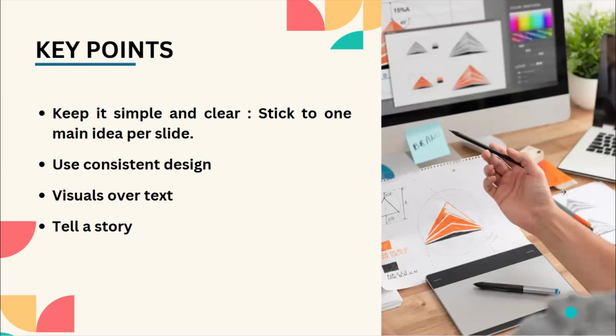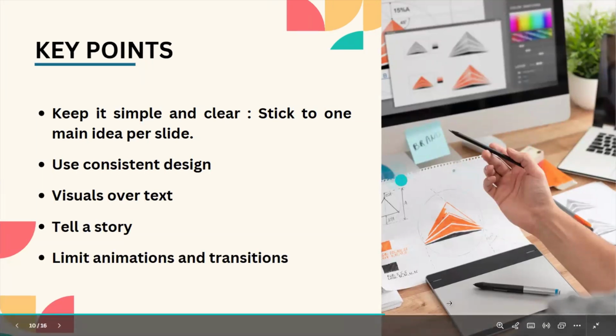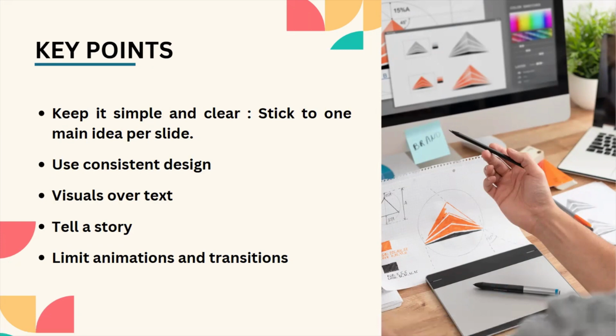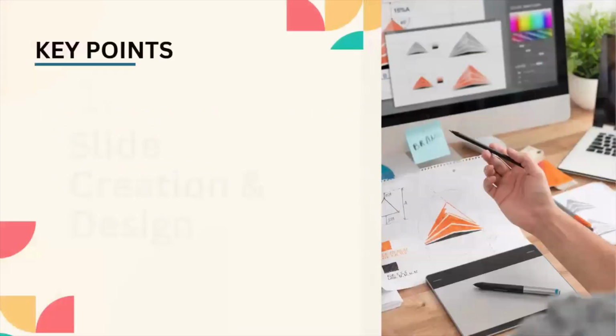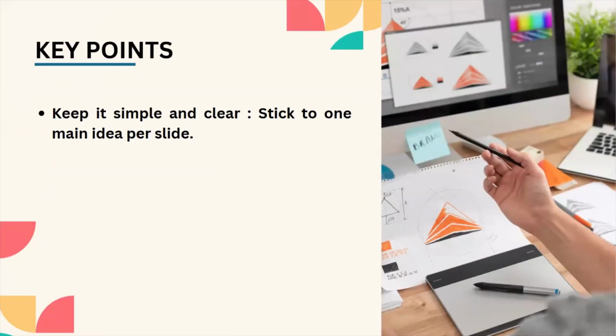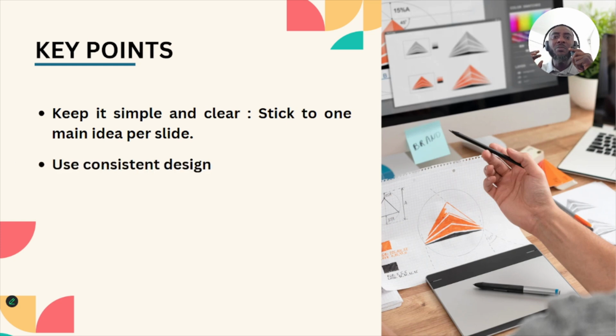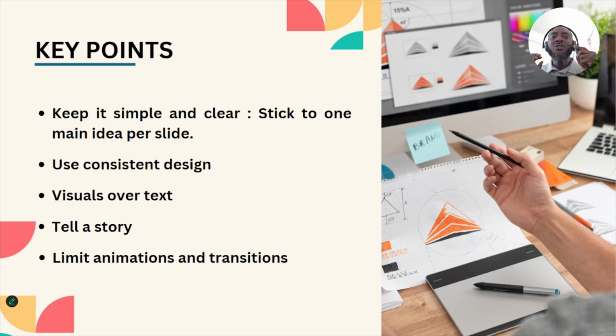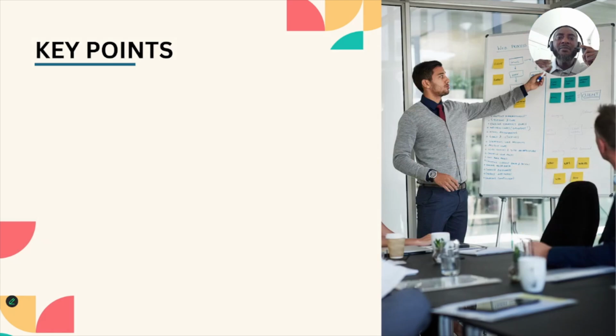The next thing you want to look at is to limit your animations and transitions. Now, what are animations for those that are not too familiar with this? Animations are things like, each time I click on my clicker here, this pops up. It comes in like that, it comes in like that. Those are animations. And transitions are the way I move from one slide to the next slide. By clicking, you see the way it just dissolves. This transition is called a dissolve.